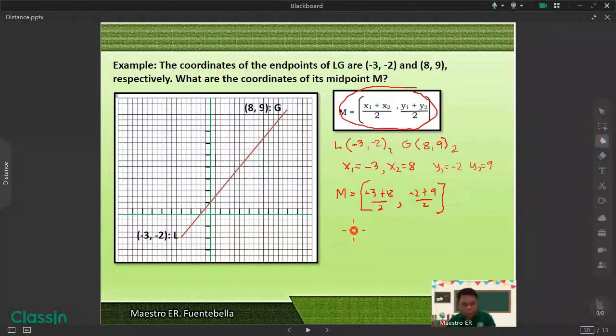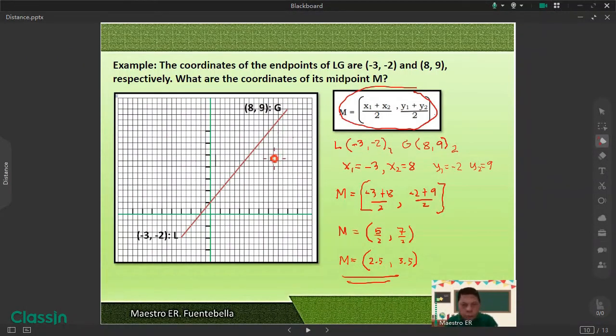So let's simplify. The coordinates of the midpoint is equal now to negative 3 plus 8 is 5 over 2, and negative 2 plus 9 is 7 over 2. Or in decimal, it is equal now to 5 over 2 is 2.5, and 7 over 2 is 3.5. So this is now the coordinate of the midpoint of segment LG.